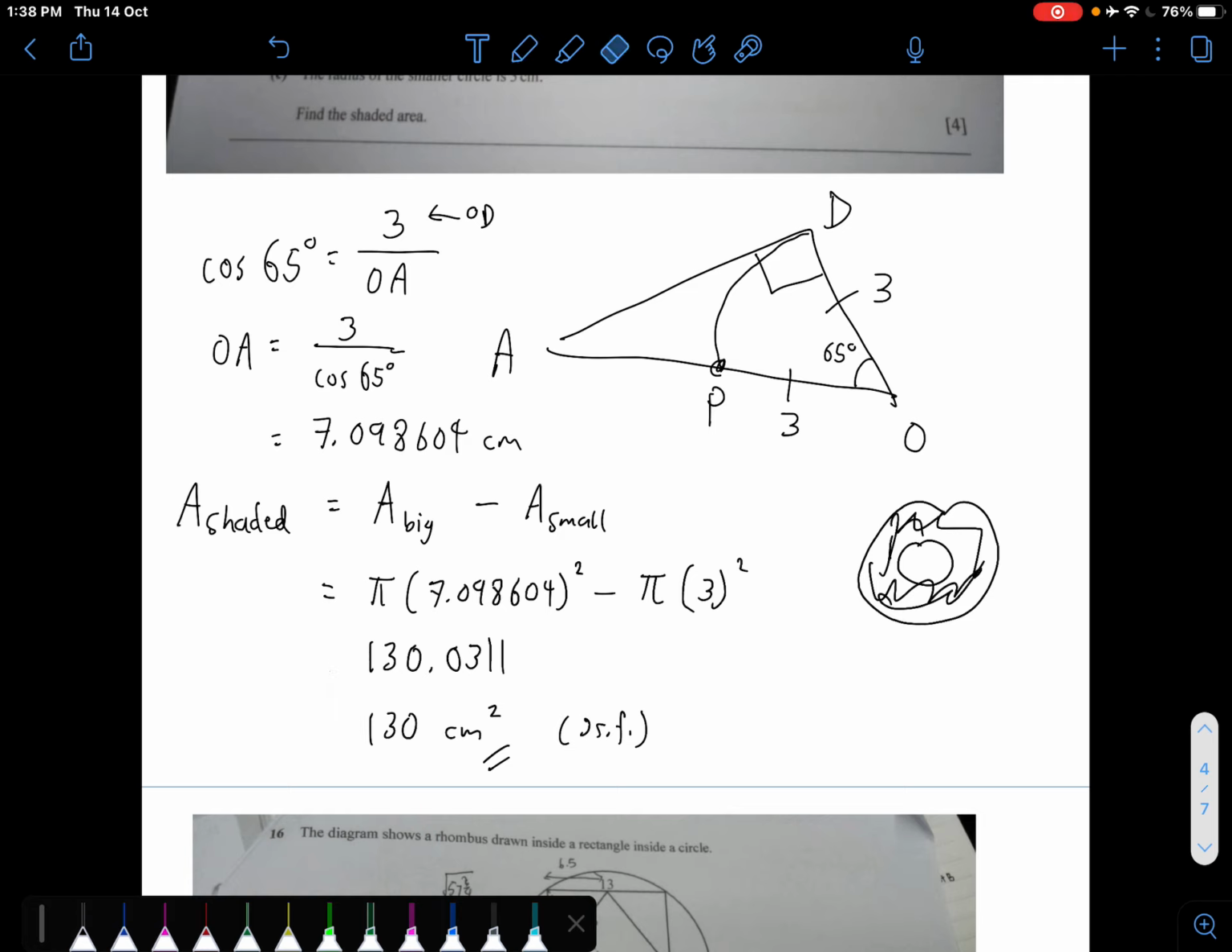Okay, maybe it should be the other way around. This is the approximation. This is exactly equal to 3SF. Exactly equal to 3SF. Okay, done.